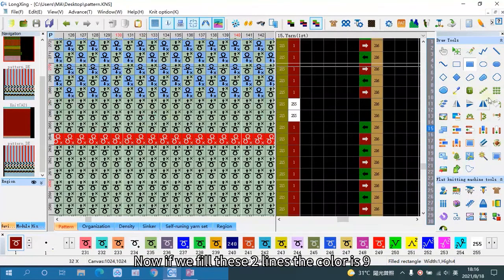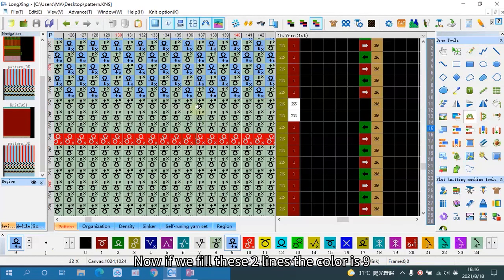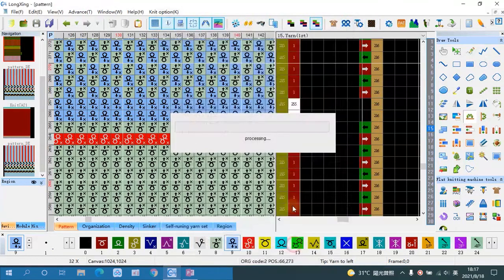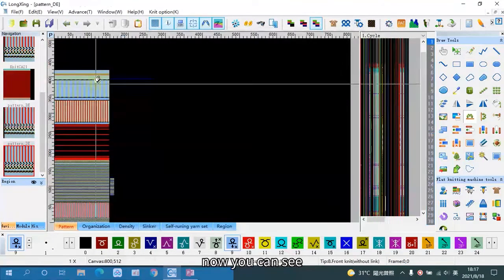Now if we fill these two lines, the color is 9. It means back dolphin. Now you can see.